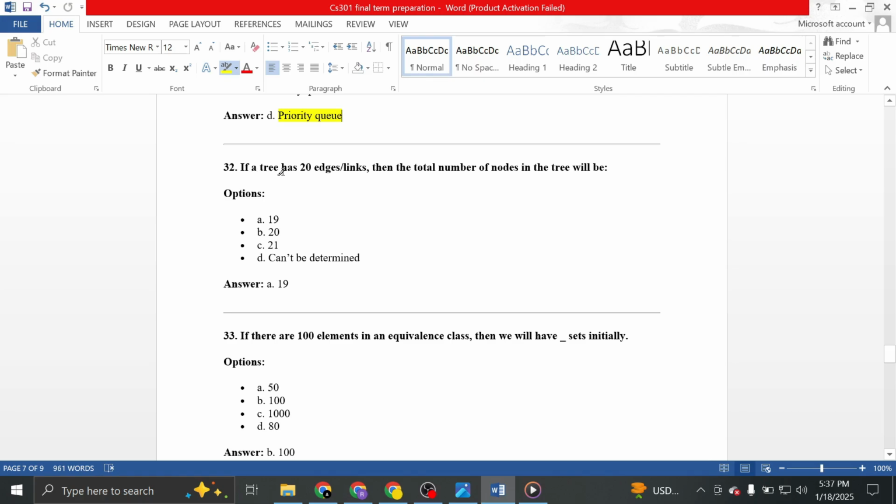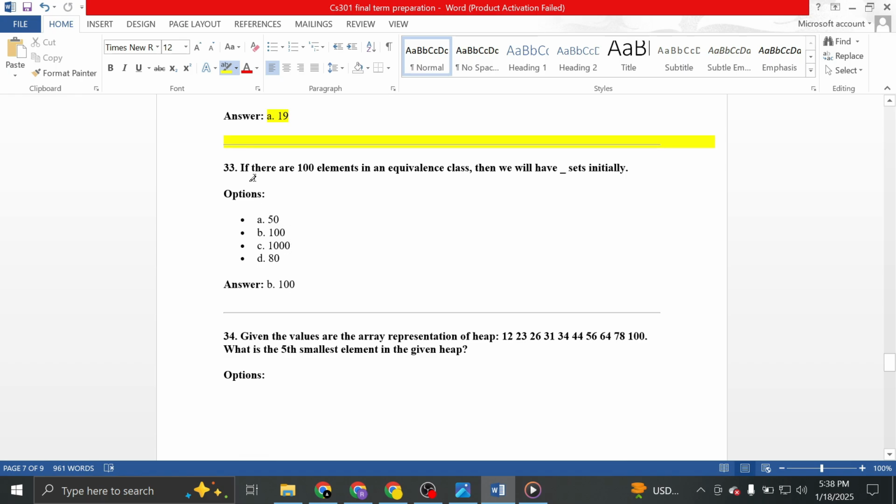Question 32. If a tree has 20 edges, links, then the total number of nodes in the tree will be: Options: A. 19, B. 20, C. 21, D. Can't be determined. Answer: A. 19.